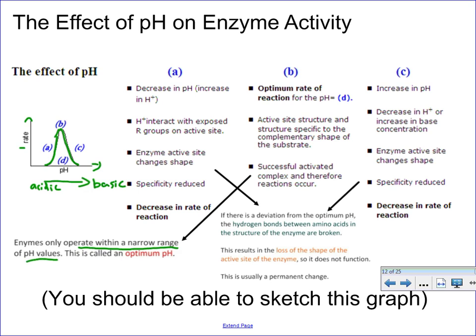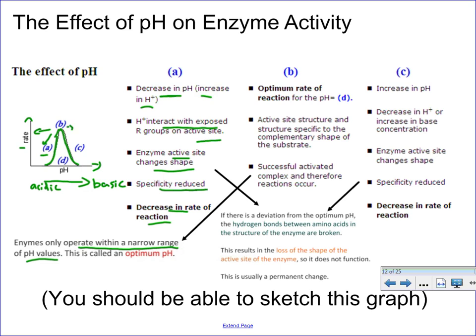If we look at what's going on in our graph, we can start at point A. When you have a decrease in pH, you are increasing your hydrogen ion concentration. These hydrogen ions can interact with the exposed R groups on the active site, and this will ultimately cause the active site to change shape as those R group interactions are interrupted. This will reduce the specificity of the enzyme, or the ability of the enzyme to bind to substrate, so you get a decrease in the rate of reaction. As conditions become more acidic, that rate of reaction drops off dramatically.